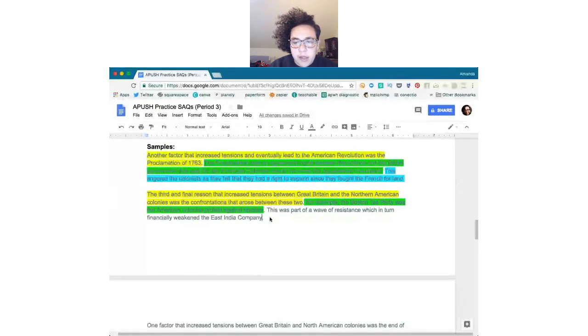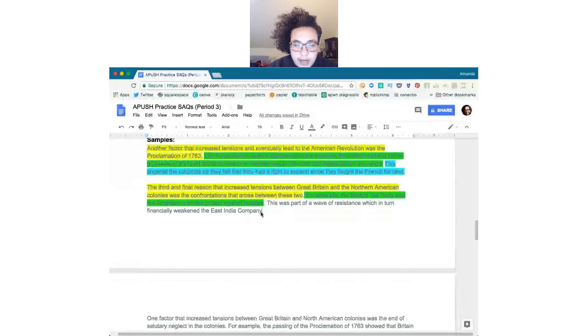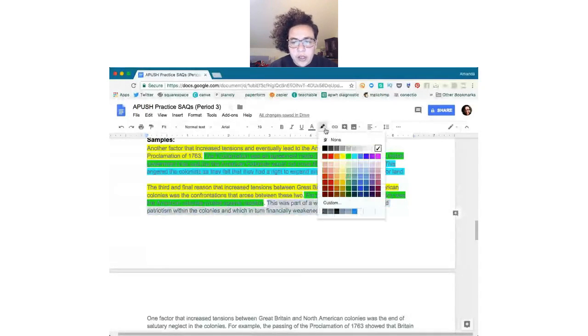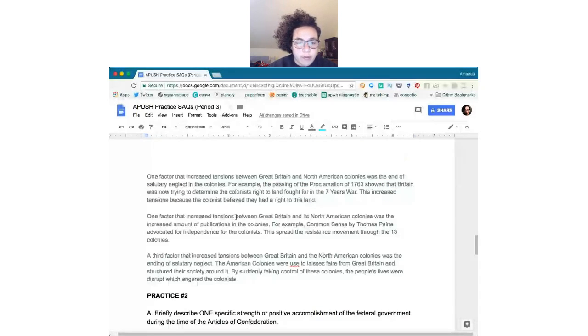One last thing that maybe just ties it back to how it led to the revolution, right? A wave of resistance, which financially weakened the East India Company, maybe just add one last piece: a wave of resistance that rallied patriotism in the colonies and in turn financially weakened, something like that. So you just kind of show that it helps rally everyone. Good, right? So there you go. That would earn the point.